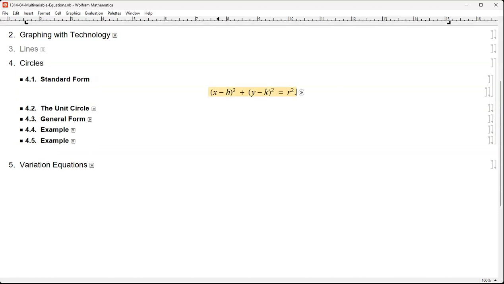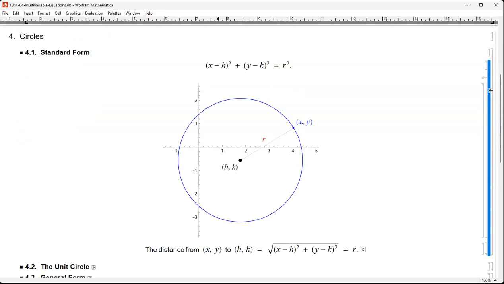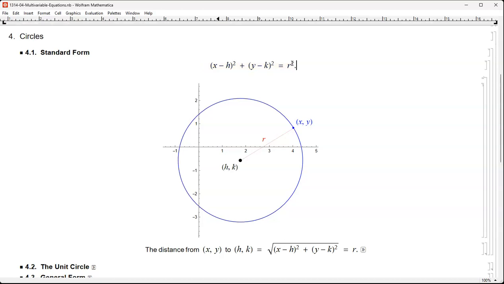Here's the standard form: a circle of radius r centered at (h, k). Let's see, do we have a visualization? Yeah, (h, k) is here, and an arbitrary point (x, y) on the circle is there. What's the distance between these two? That's the radius r, and the distance squared is the radius squared, so you end up with this formula here. The square root of this is actually the distance formula, and taking the square of both sides, that's how you get this Pythagorean form.